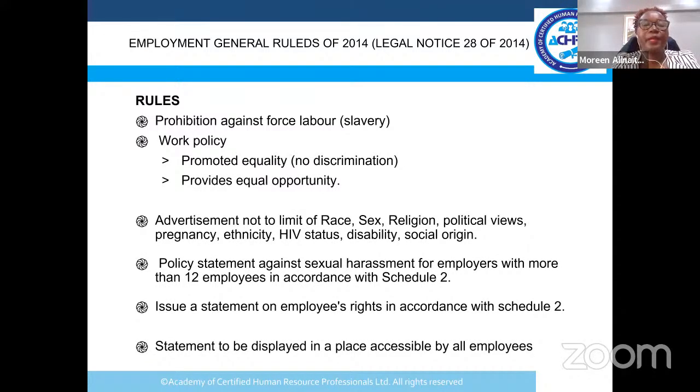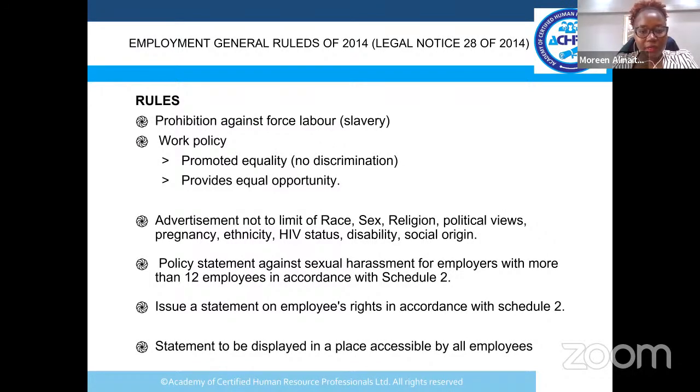The rules are actually what makes the act practical. The rules stipulate those few things that were not stipulated in the act. For example, you're wondering, how am I supposed to do this? The rules are the ones that explain exactly how you're supposed to do it. And we will just be going slightly into them to see what they specifically provide.